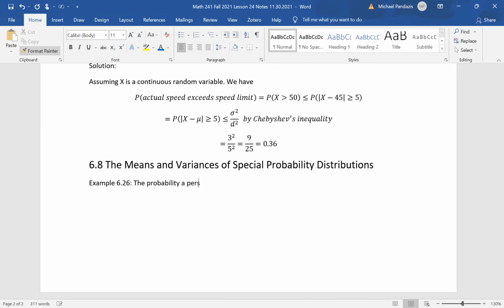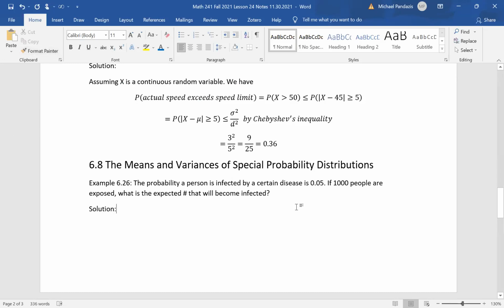The probability a person is infected by a certain disease is 0.05. If 1,000 people are exposed, what is the expected number that will become infected? Okay. So we have the probability that someone is infected, and we have a certain number of people, 1,000. We want to know what is the expected value of the number of people that will be infected.